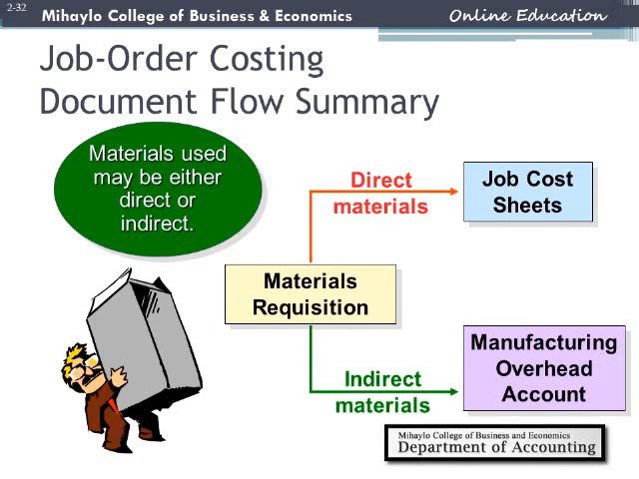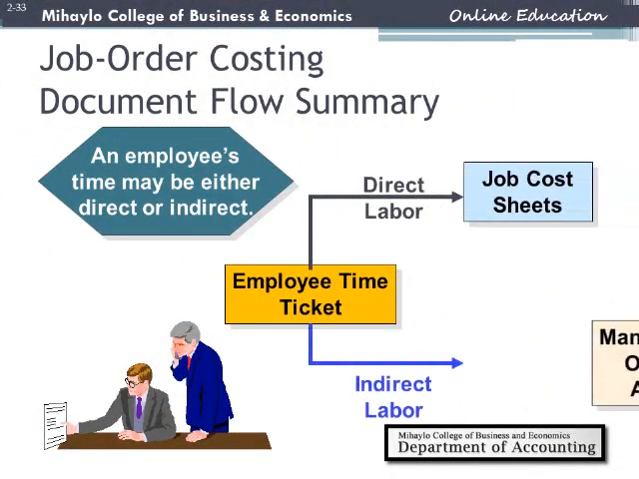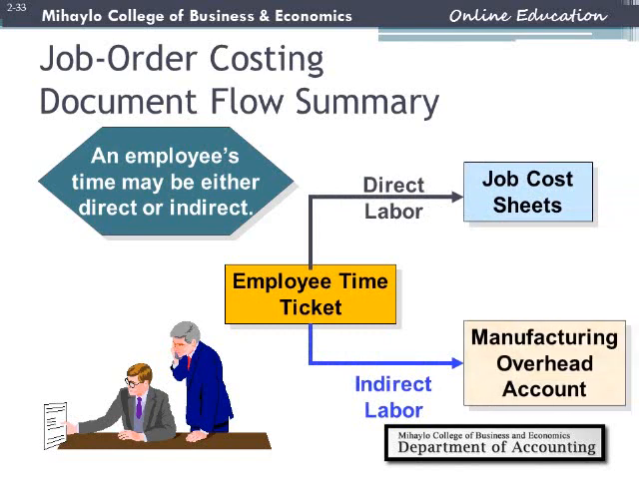We now know that the materials requisition form is a critical source document in the preparation of the job cost sheet. Direct materials costs are charged to specific jobs. Indirect material costs are included in manufacturing overhead. As employees work on the job covered by the production order, time tickets are prepared for recording both direct and indirect labor costs. Direct labor costs are charged to specific jobs. Indirect labor costs are included in manufacturing overhead.